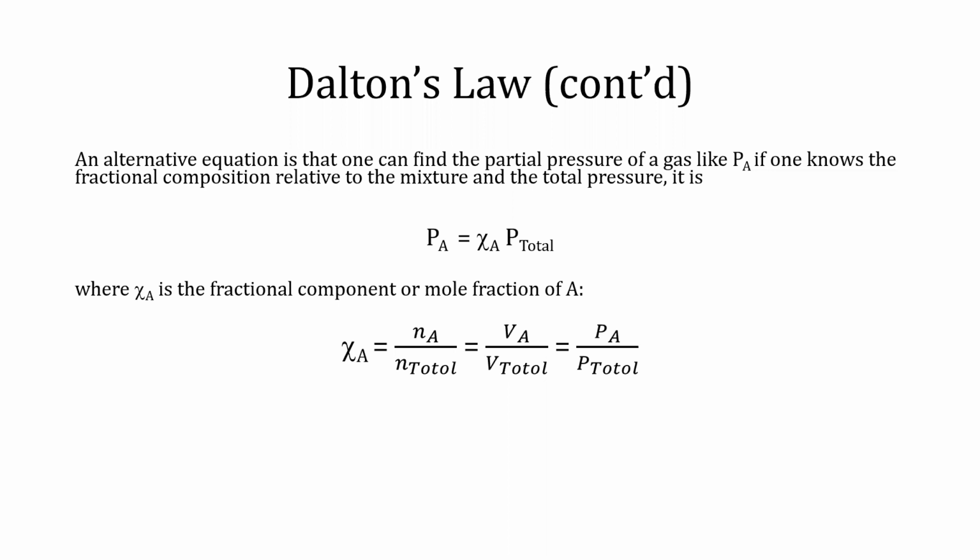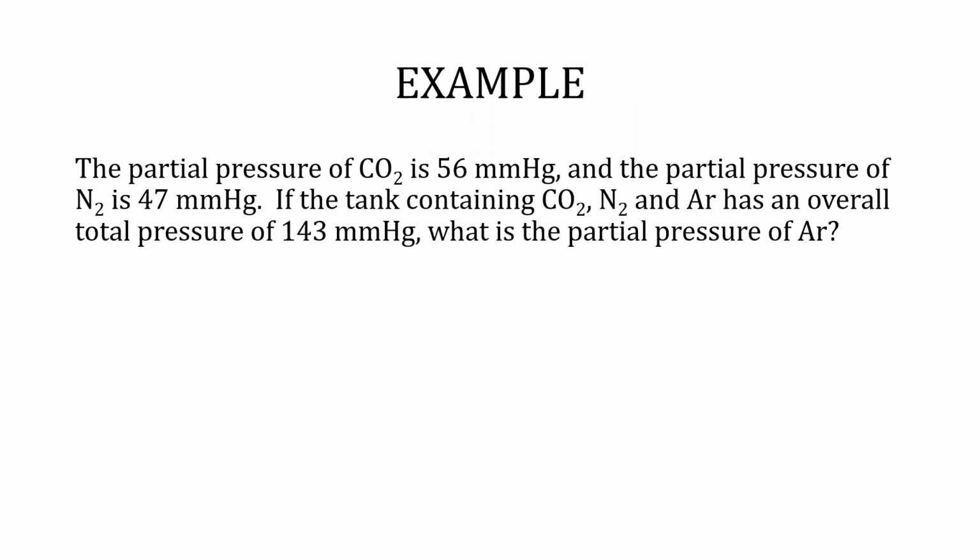You could also use the ideal gas law where P equals nRT divided by V. For example, the partial pressure of CO2 is 56 mmHg and the partial pressure of N2 is 47 mmHg. If the tank containing CO2, N2, and Ar has an overall total pressure of 143 mmHg, what is the partial pressure of Ar?